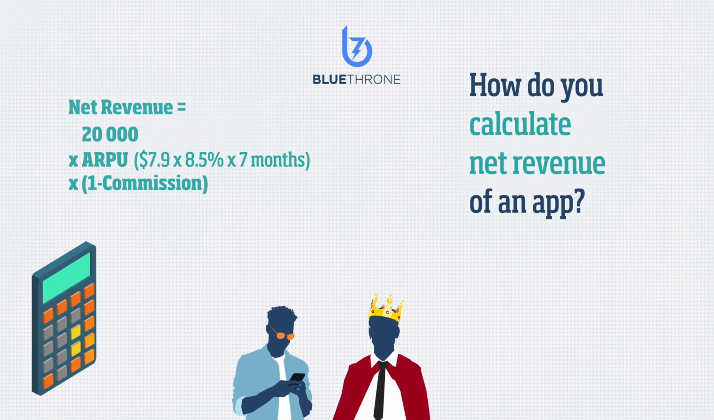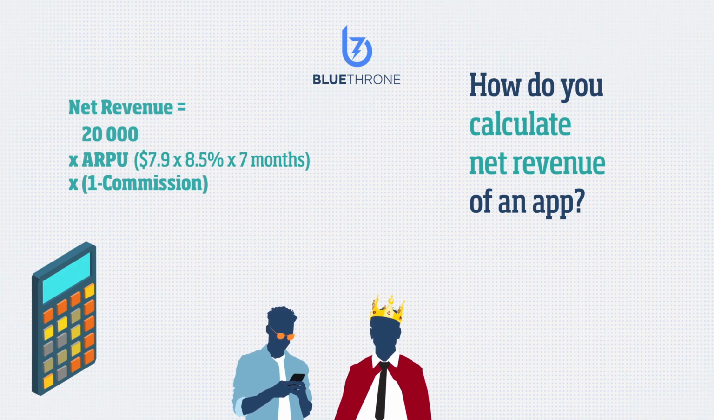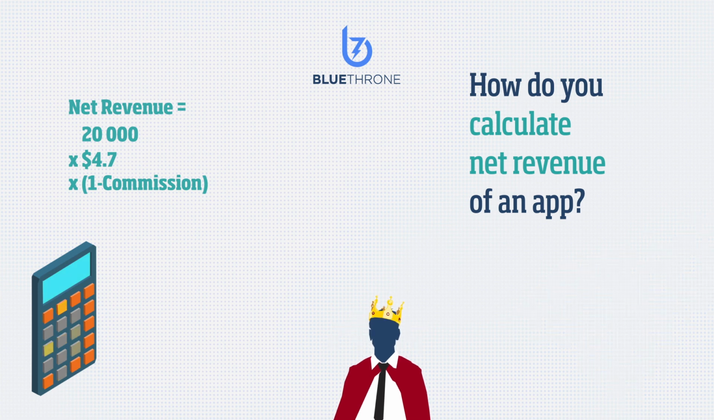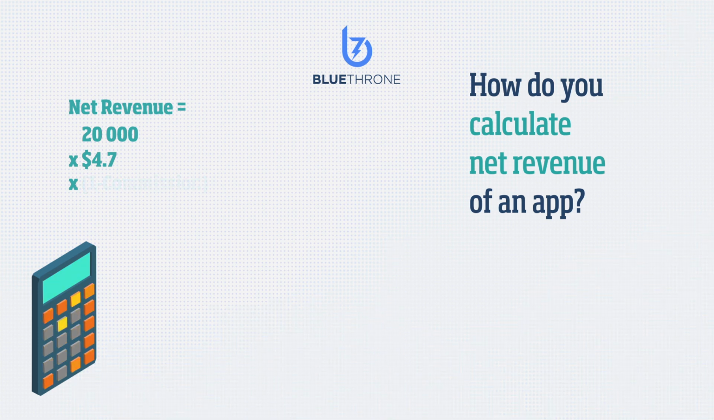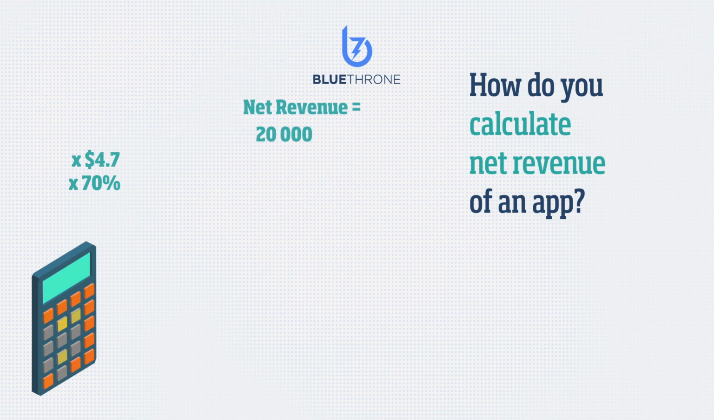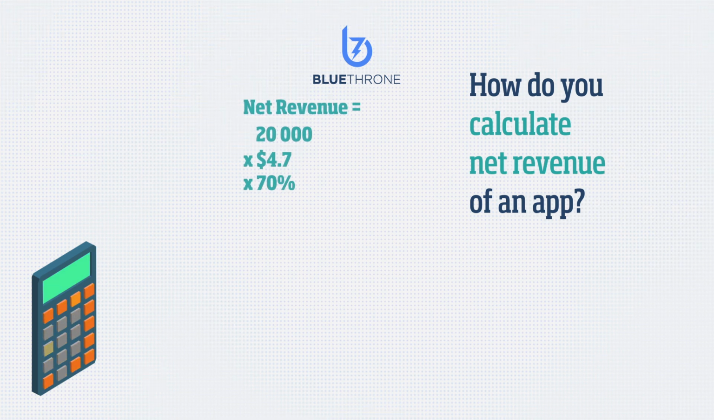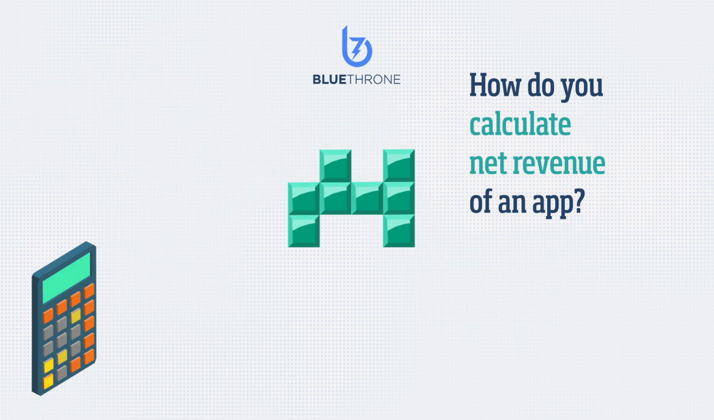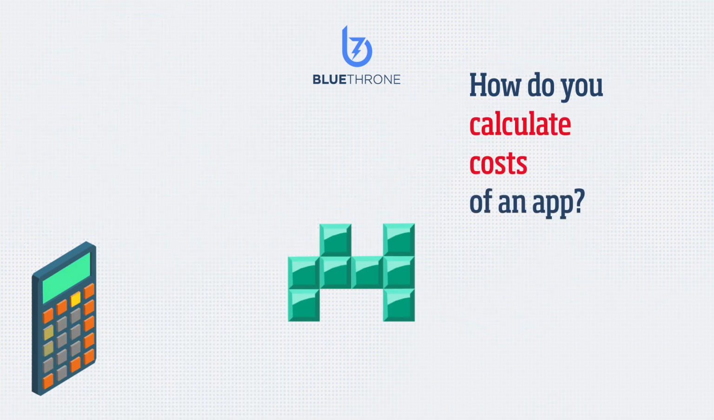Now that we have the numbers of the three variables, we can apply the formula to calculate ARPU. 7.9 times 8.5 times 7 equals $4.70. The last step is to calculate the commission. For this example, we will say that the commission will be 30%. Establishing then the formula, net revenue: 20,000 times $4.70 times 70% equals $65,800.